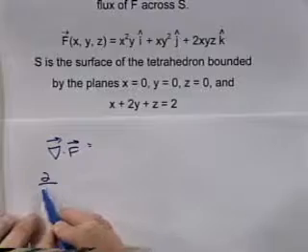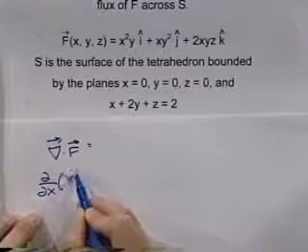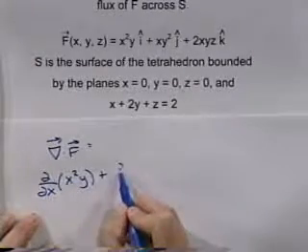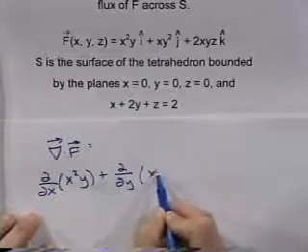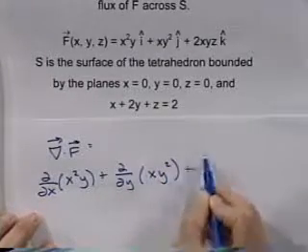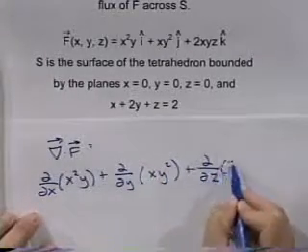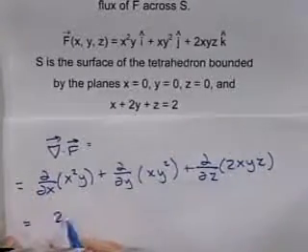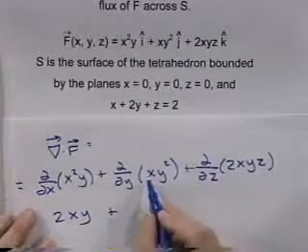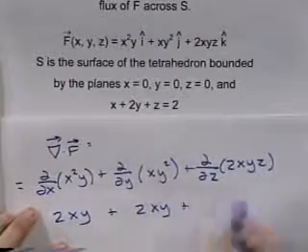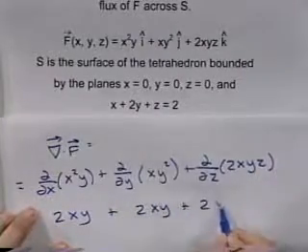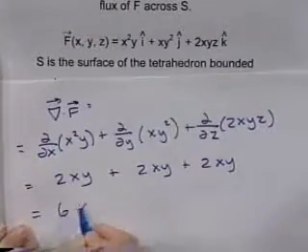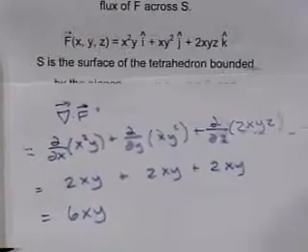So that's the partial with respect to x of x squared y, plus the partial with respect to y of our y component, which is xy squared, plus the partial with respect to z of 2xyz. And this is giving me, let's see, 2xy plus 2xy plus partial of that with respect to z is 2xy. So it looks like I have 6xy.